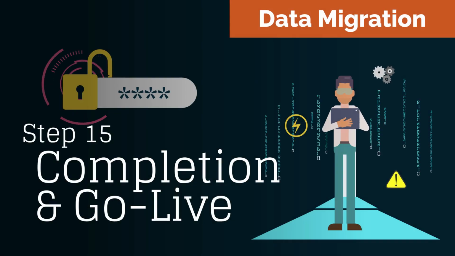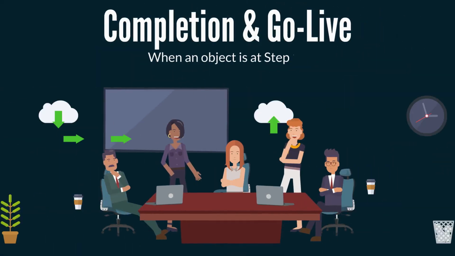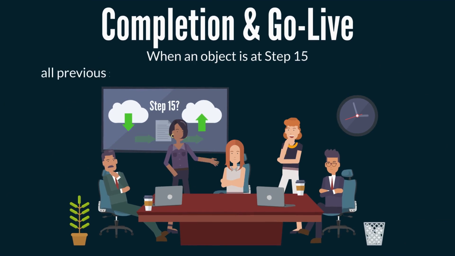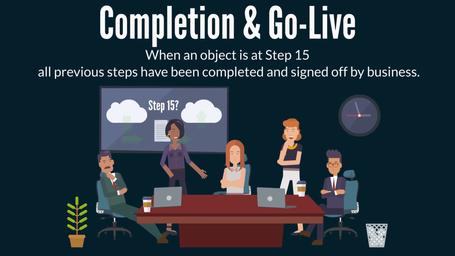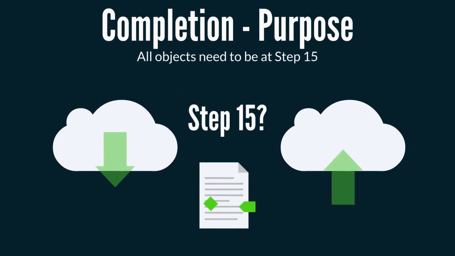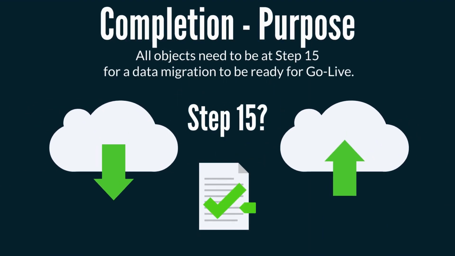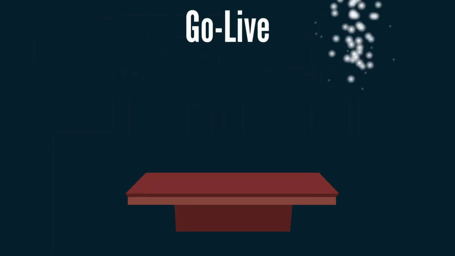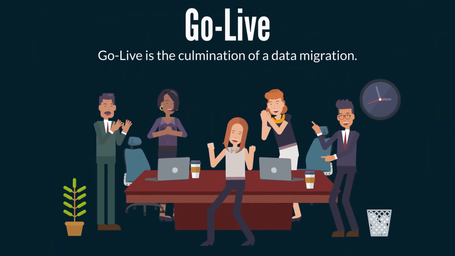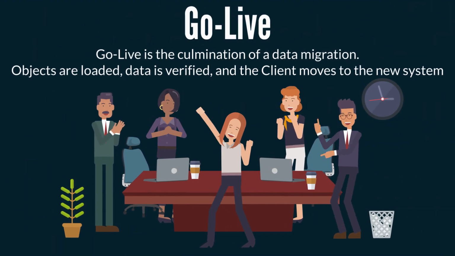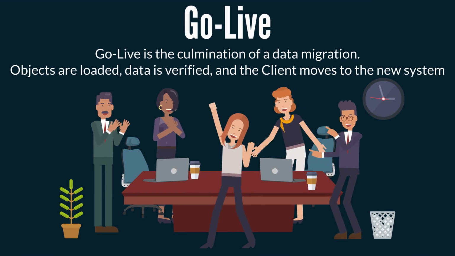Step 15, completion and go live. When an object is at step 15, all previous steps have been completed and signed off by business. All objects need to be at step 15 for a data migration to be ready for go live. Go live is the culmination of a data migration. Objects are loaded, data is verified, and the client moves to the new system.